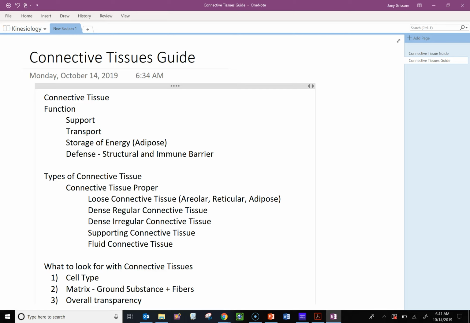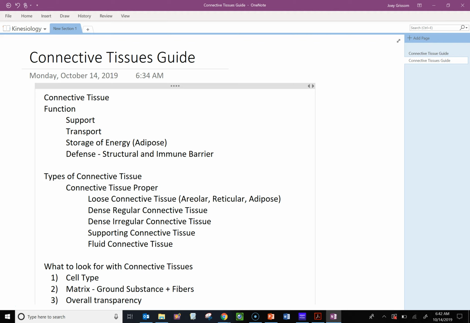All right, everyone. So in this lecture video, what I would like to do is just go over some things to remember about identifying connective tissues. Connective tissues can be difficult to see, but there are some things that you can look for to help you identify not only that it is connective tissue, but what kind of connective tissue it is.